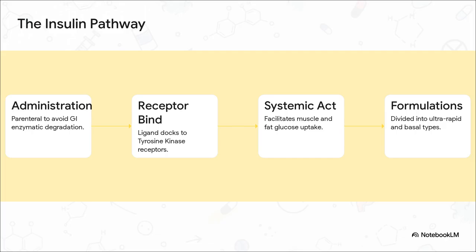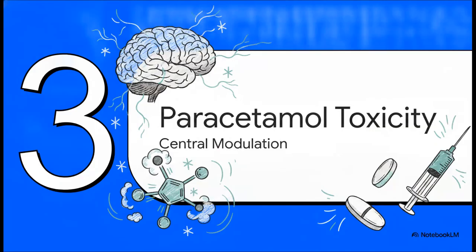Once it actually makes it into the blood, it docks strictly to tyrosine kinase receptors to facilitate glucose uptake into muscle and fat. Clinically, we leverage its pharmacokinetics by splitting the formulations. We use ultra-rapid types to cover meals and long-acting basal types to mimic the steady background release of a healthy pancreas. All right, Section 3, Paracetamol biochemistry and toxicity, central modulation and hepatotoxicity.